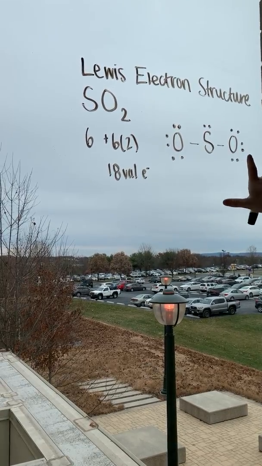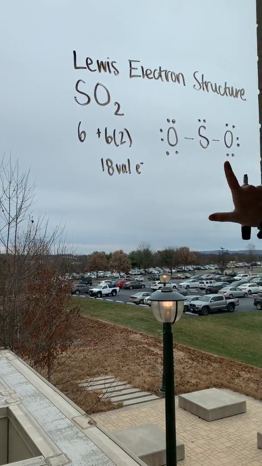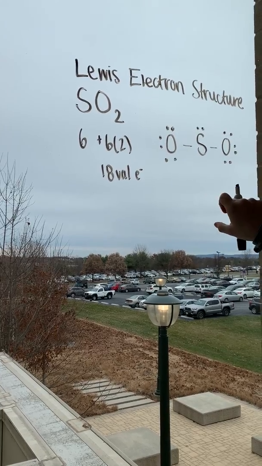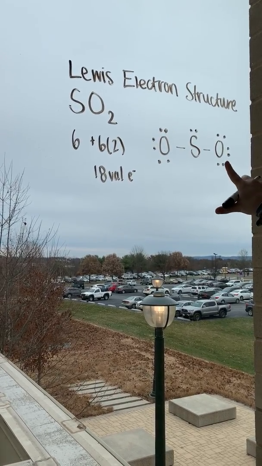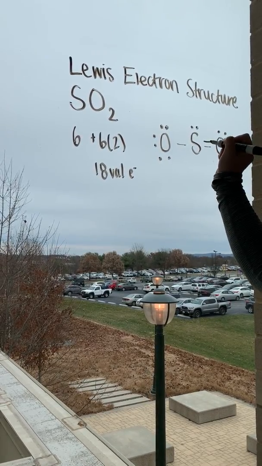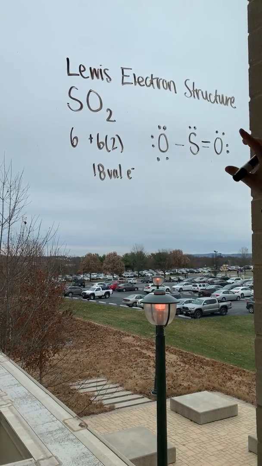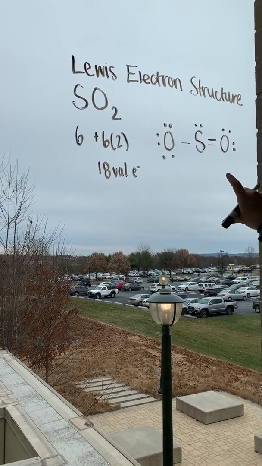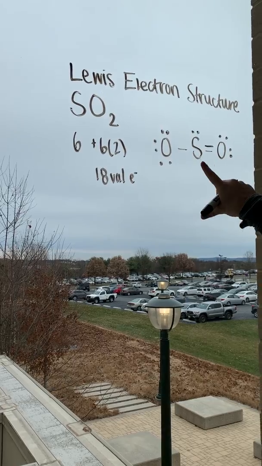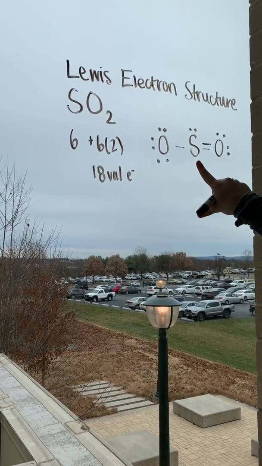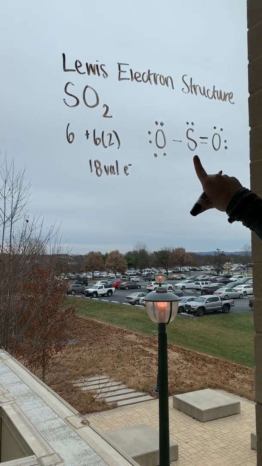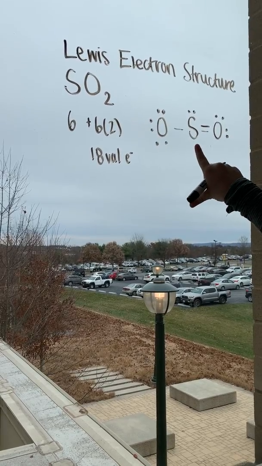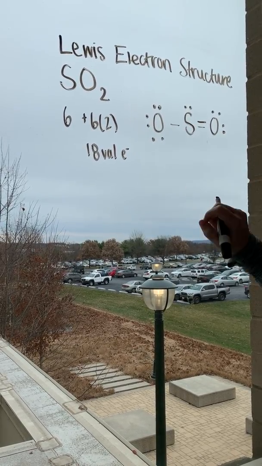Now we notice that our oxygens both have 8, but our sulfur only has 6. So we're going to take away one of these lone pairs and add a double bond there. And now, since sulfur dioxide is a Lewis structure, sulfur can hold more than 8 valence electrons because it's a period 3 element. So we're going to calculate the formal charges to see if this is the best structure that we have.